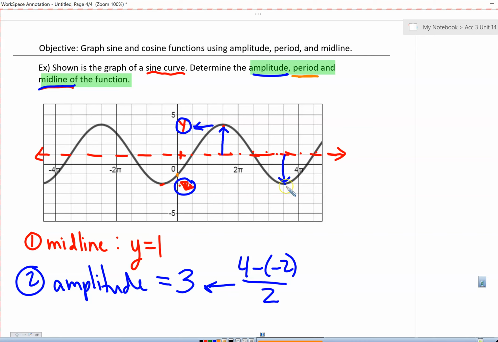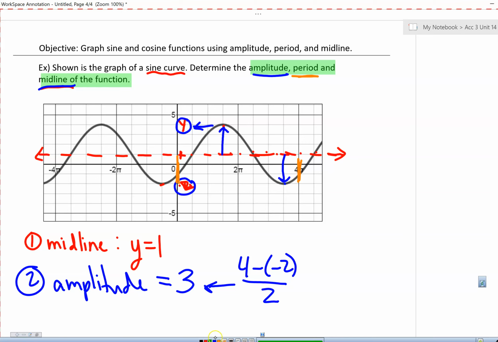So if I follow my curve, it ends right there, and that's the point that it starts to repeat itself. So I'm going from 0 to 4 pi before it starts to repeat itself. It's on its way up with this little piece here again. And so the period is 4 pi.